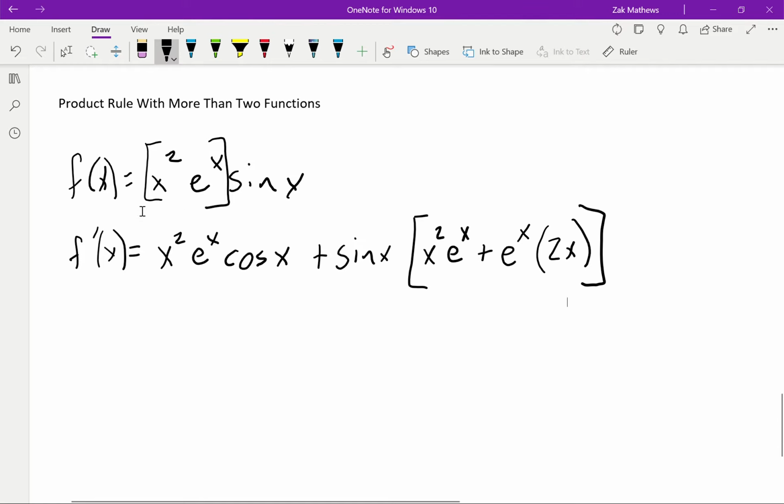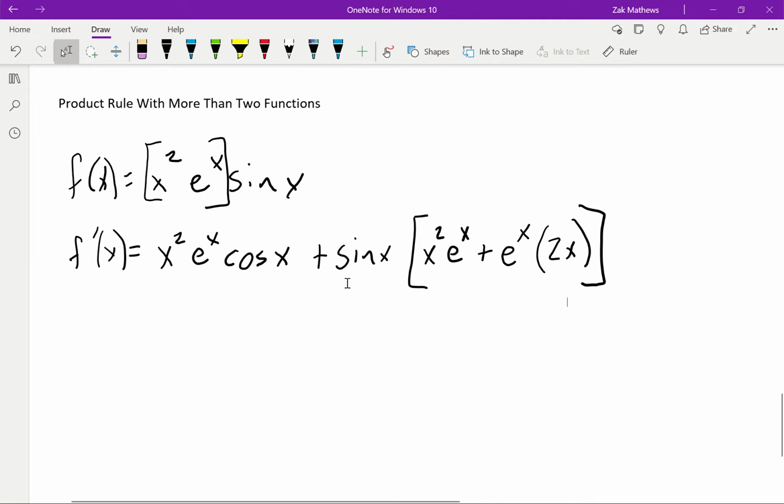I'm done. I haven't simplified it, but I don't necessarily care. I'm finished. I've used the product rule in the same way that we've always done, just with three different functions. I left my first function, the thing that I grouped. I took the derivative of the second. Then I left my second. I took the derivative of the first. When I took the derivative of the first, it required me to use a little bit more.